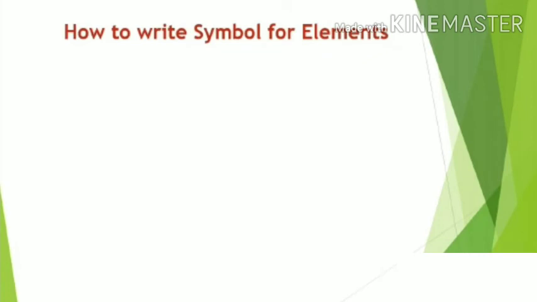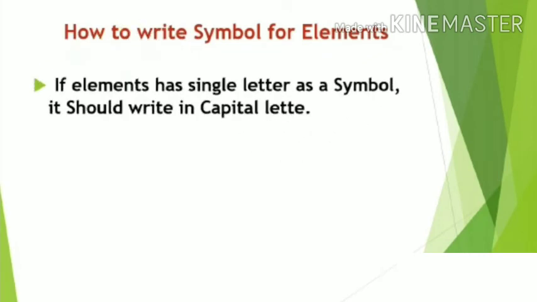Okay students, now let's learn how to write symbols for elements. If an element has a single letter as a symbol, it should be written in a capital letter. For example, hydrogen, the symbol of hydrogen is H. It is a single letter, so it should be written in a capital letter. So now you can understand it should be written in a capital letter, right?